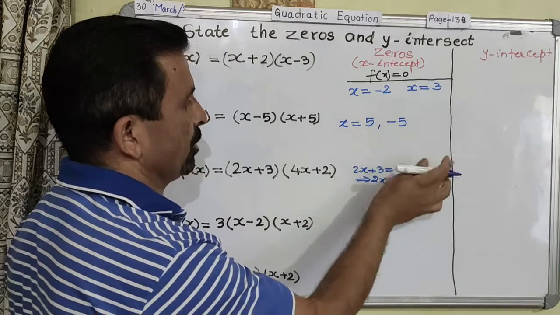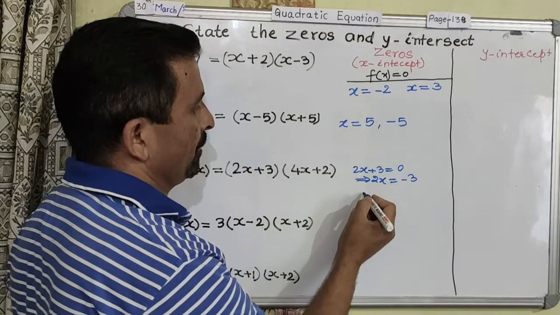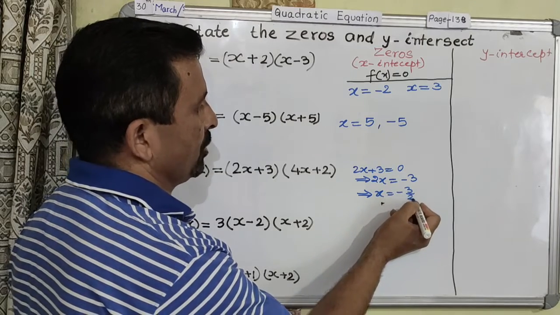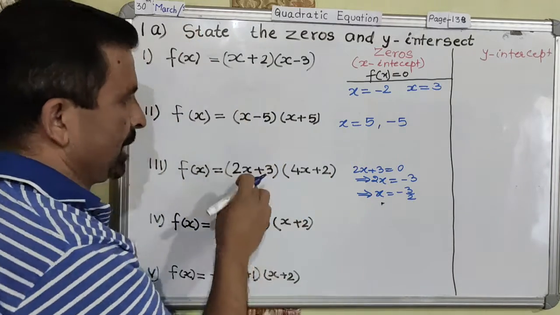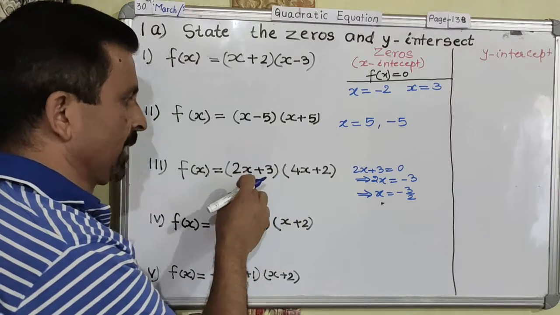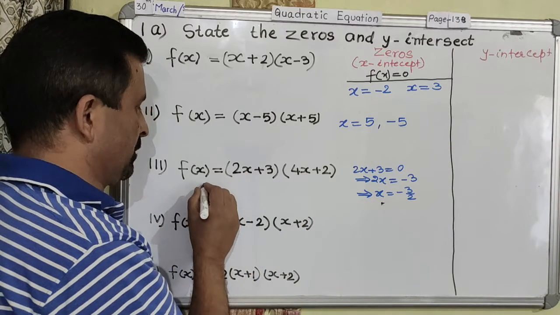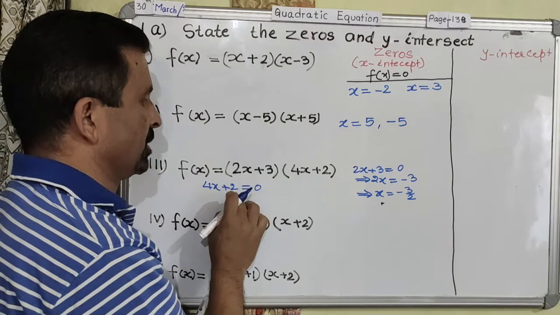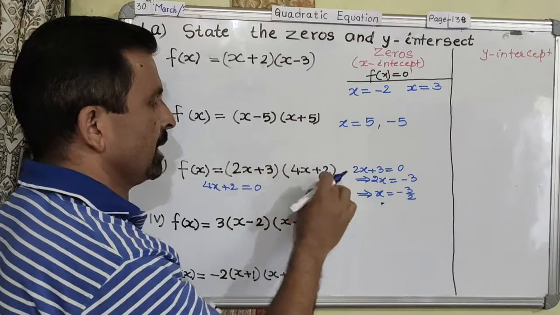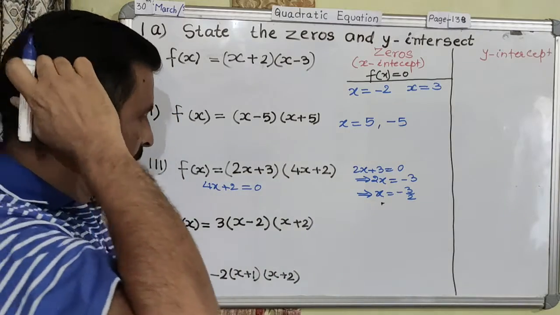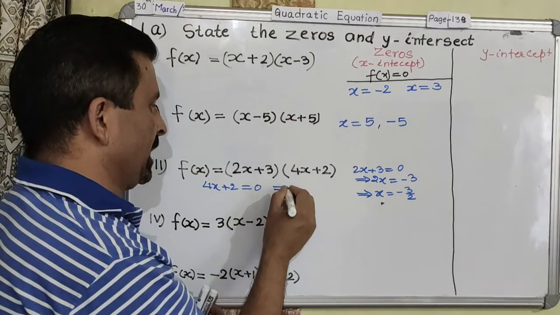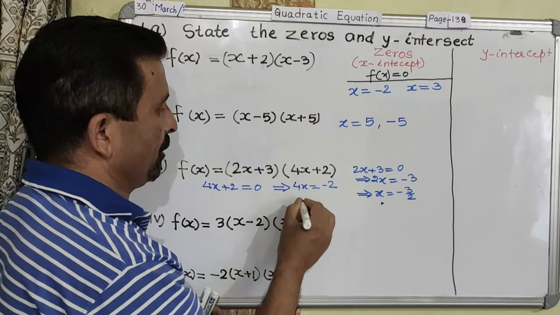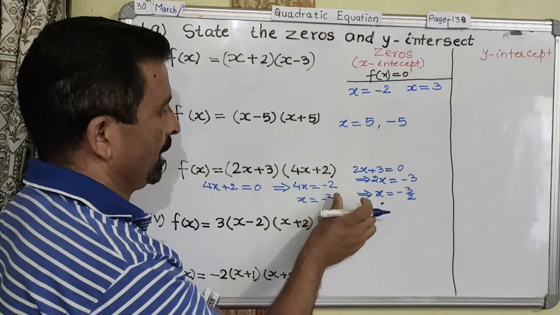2x is equal to, now 3 will go to that side, will become negative 3. And therefore, one of your x-intercepts will be negative 3 over 2. This x-intercept you got from the first factor. Another factor is 4x plus 2. From here you will get another x-intercept when you equate this part equal to 0. One by one we are equating both to 0 in order to get the value of x. So this implies 4x will be equal to negative 2, and therefore your x is equal to negative 2 over 4.